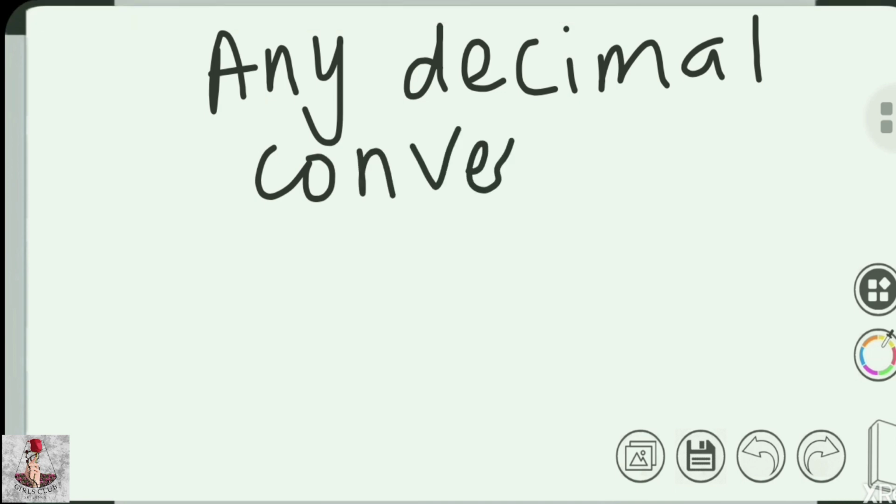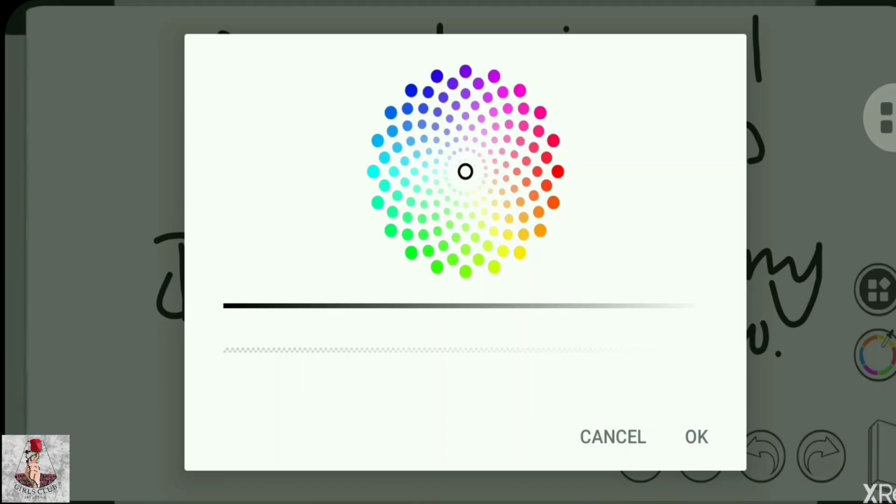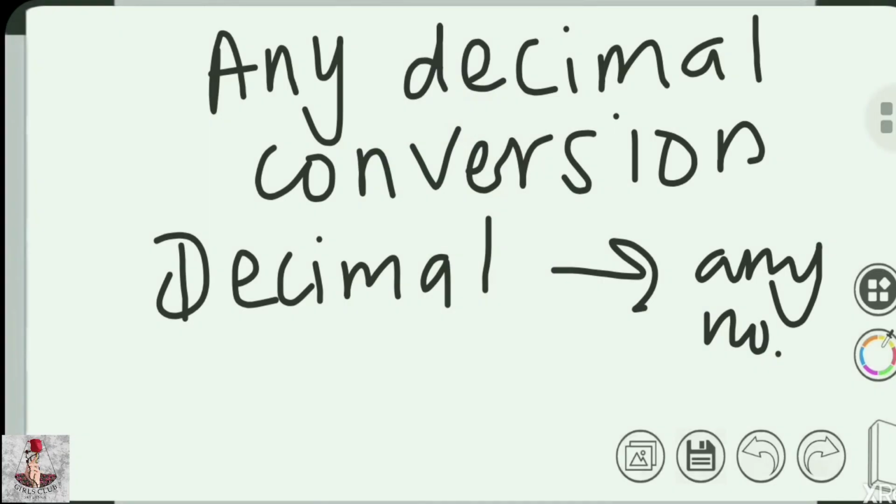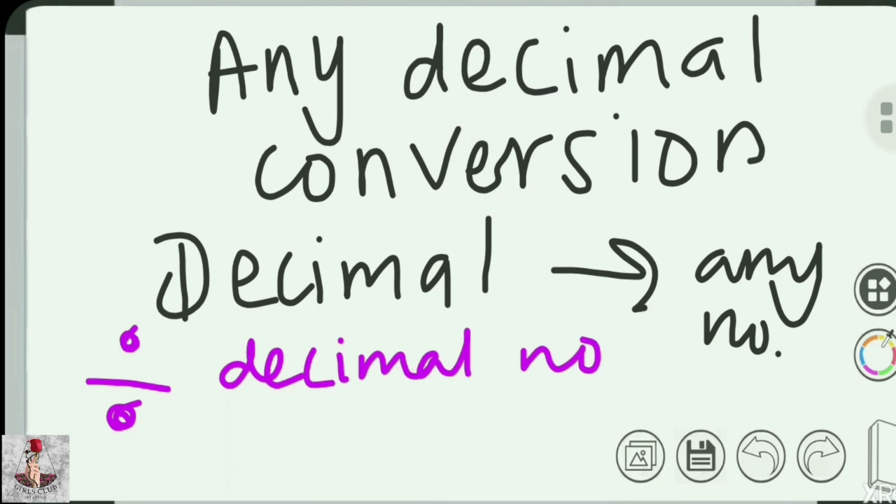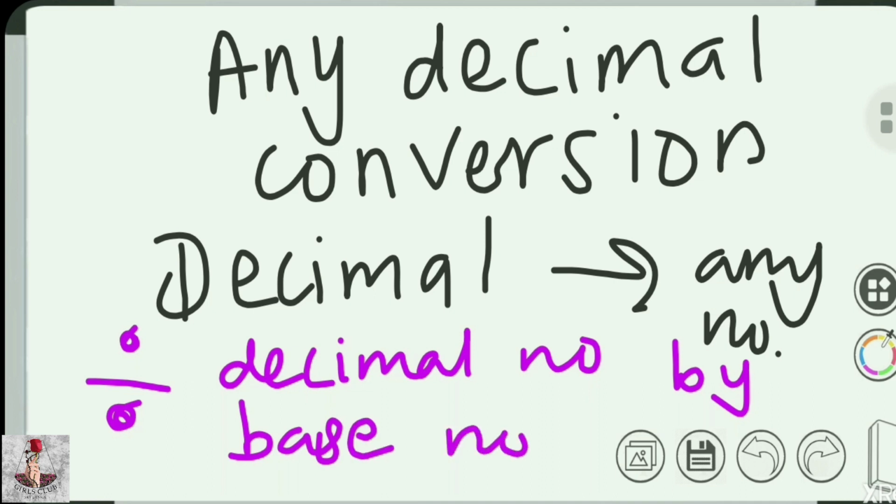Any decimal conversion means from decimal to any number system. This is the formula for it, just a little trick to remember: you divide that decimal number by the base number of the system. If you're converting to binary, you divide by 2's. If you're converting to octal, you divide by 8's. And if you're converting to hexadecimal, you divide the number by 16, because those are the base numbers.